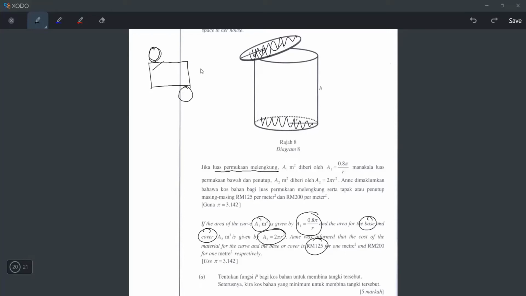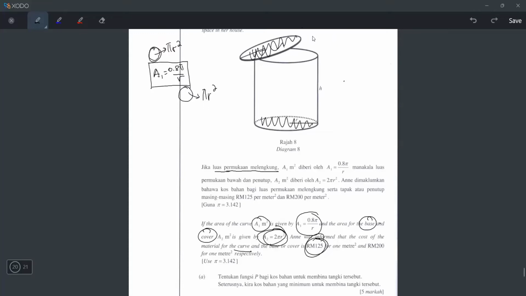When they say the curved surface area, the area of the curve is 0.8 pi over r, they are trying to say that A1 is 0.8 pi over r, the area of the rectangle. And the area for base and cover is 2 pi r square, because it's two circles. One circle is pi r square, another one is pi r square. That is why the total surface area for a cylinder is 2 pi r square plus 2 pi r h. The 2 pi r square is for the two circles, and the curved part is the rectangle. And we were informed that the cost of making material for the curved part is RM125.